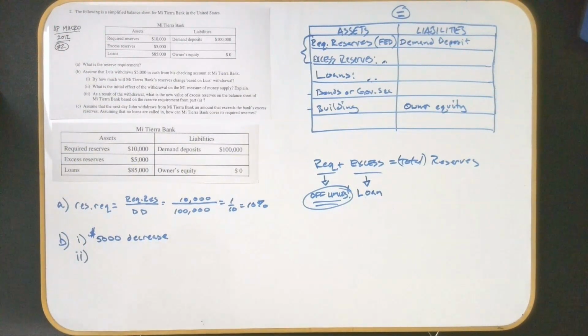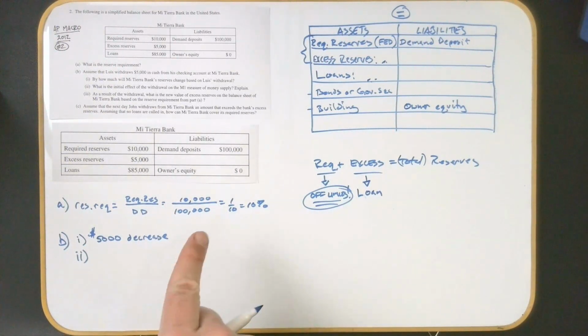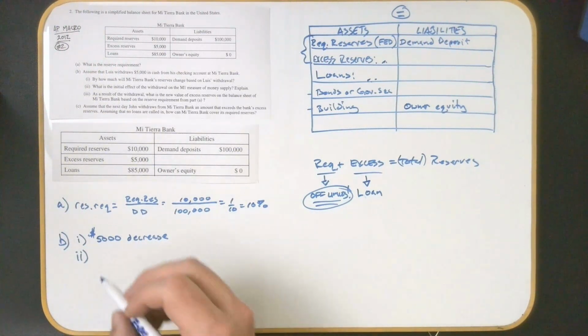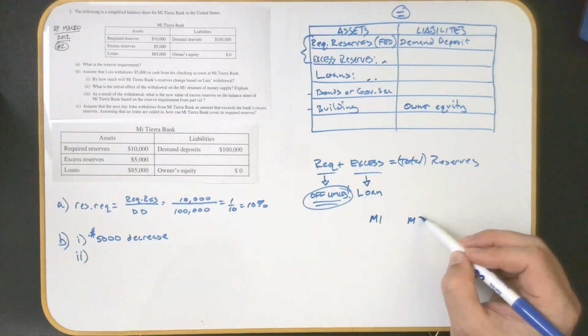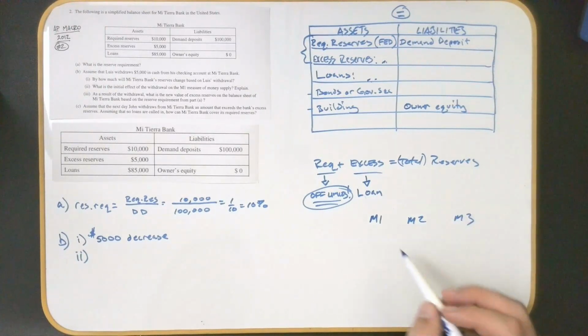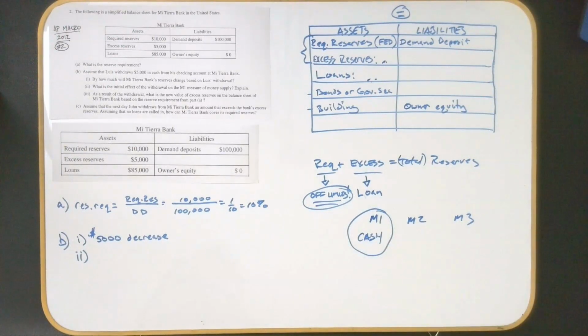Question 2. What is the initial effect of the withdrawal on the M1 measure of the money supply? That seems like a weird question out of the blue here. At this level of econ, we talk oftentimes about M1, M2, and maybe M3, and you just want to remember this. M1 is how much cash is out there, already created. And remember, we don't have currency for all the money that exists in our economy. It's only on paper.